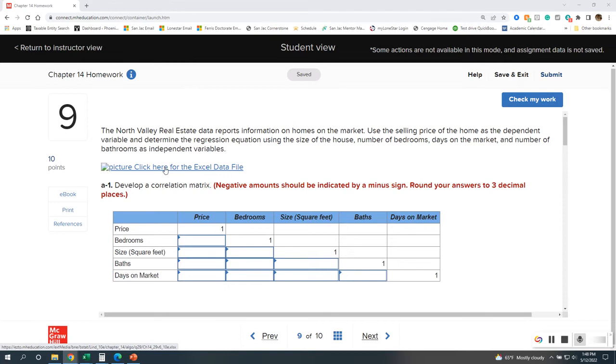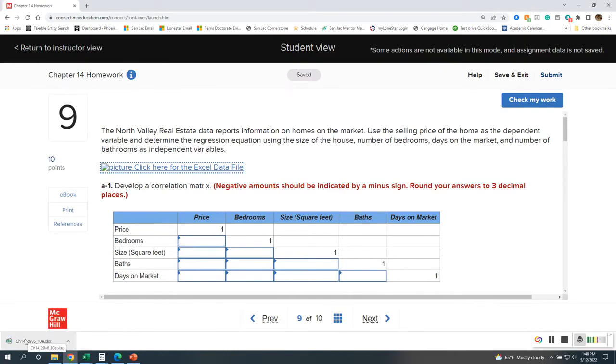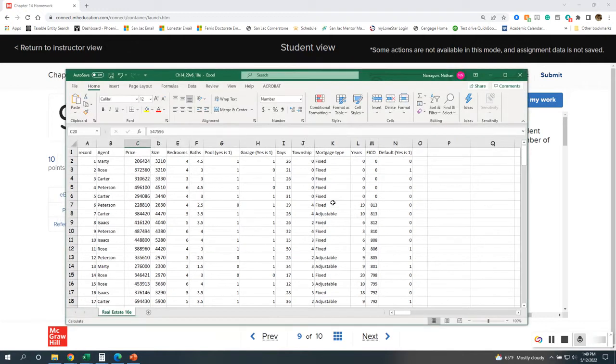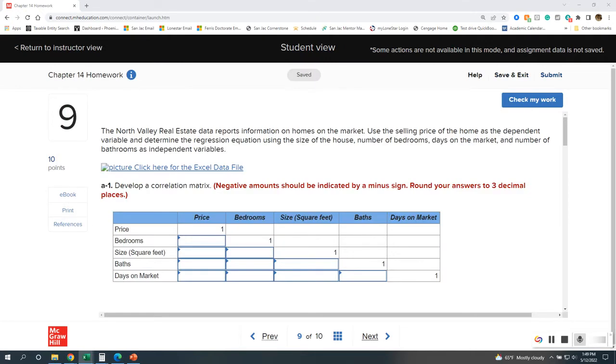Okay. So this is going to be a little bit fun. It's going to take a little bit. Okay. Enable editing. Alright. So we know the drill. We're going to do our data analysis. We're going to do regression. And for each one, price, bedrooms, those are going to be our 2 items. So price and bedrooms.